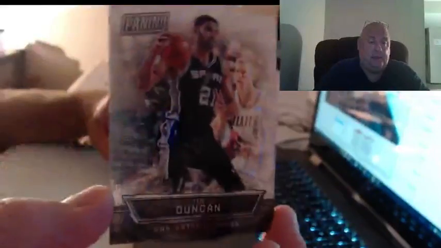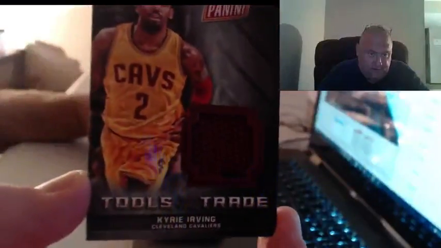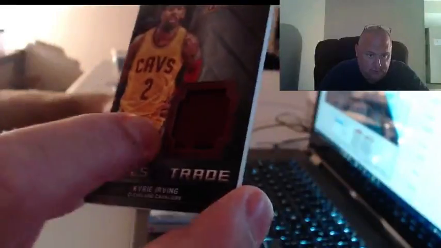Carlos Correa. And the 99, Tim Duncan. Durant. I don't know what's better though, these to 99 or an unnumbered relic. To 99, 15 of 99, Peyton Manning. Just missed his college number. Clayton Kershaw. And two-color relic. Kyrie Irving. A little piece of something there.